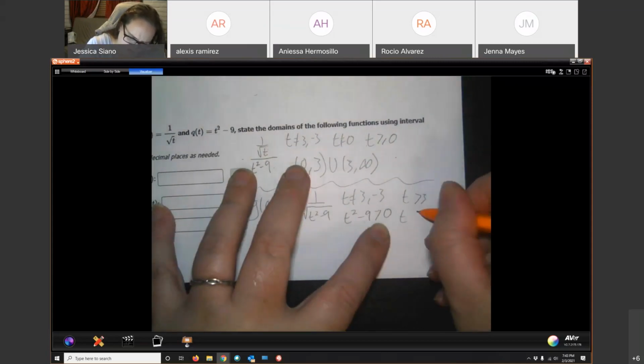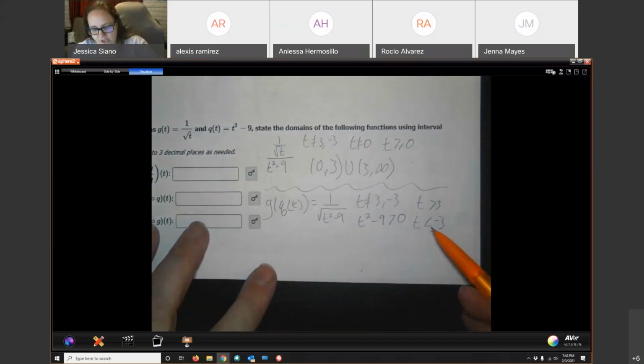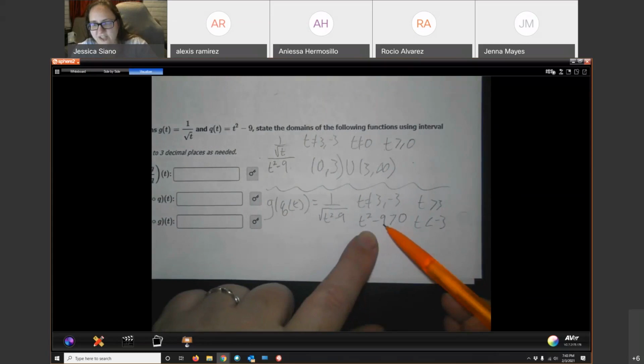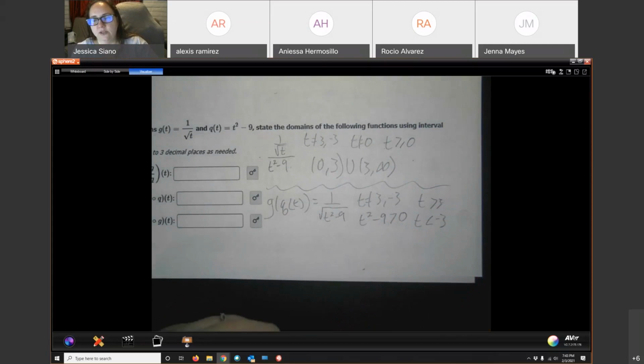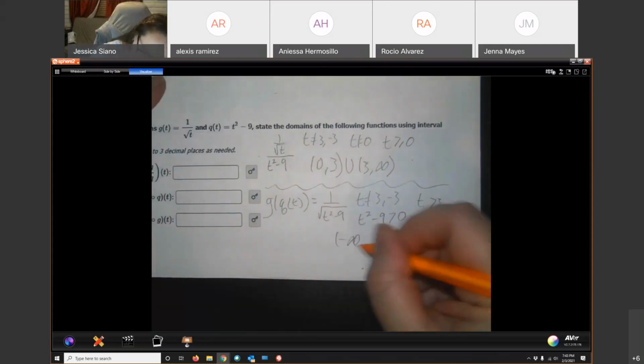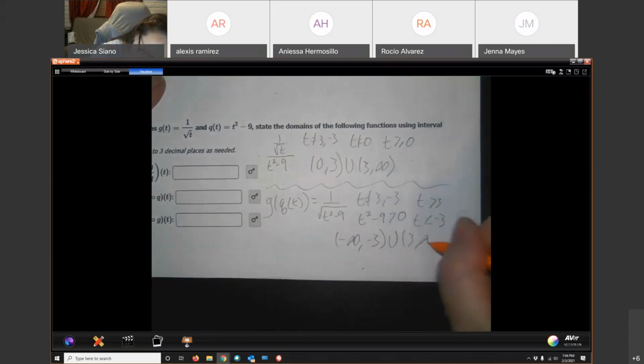Or less than -3. And my hint is that that's how it's always going to work. So if this was t squared minus 16, this would be greater than 4 or less than -4. If this was t squared minus 81, this would be greater than 9, less than -9. If this was t squared minus 144, this would be 12 and -12. Okay? So then my domain for this middle one is -∞ to -3, and 3 to infinity.